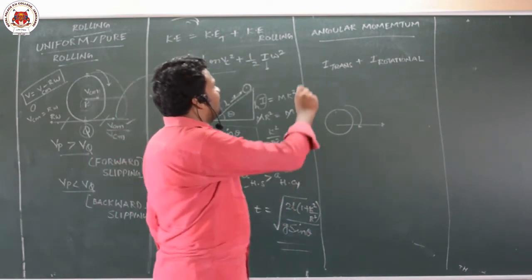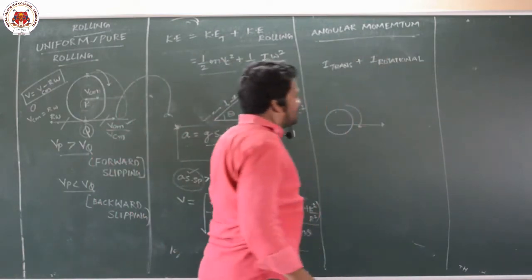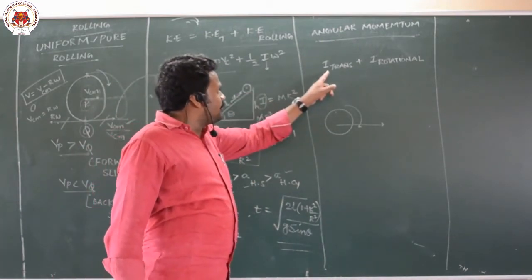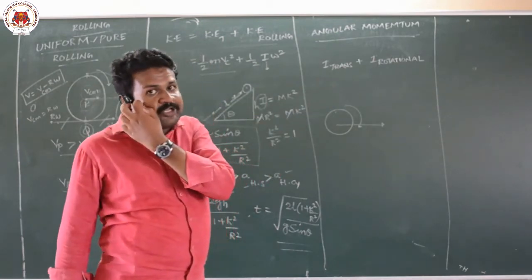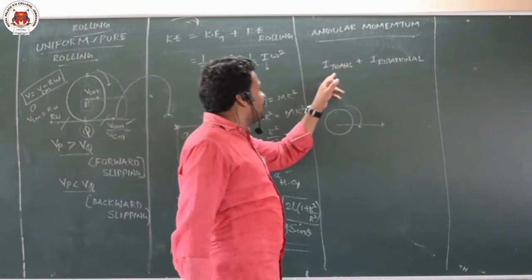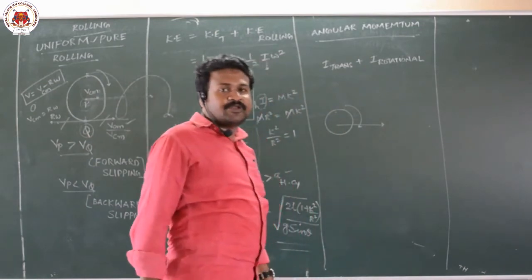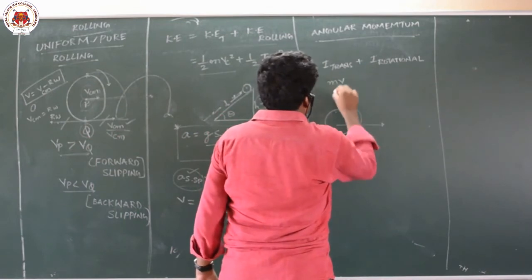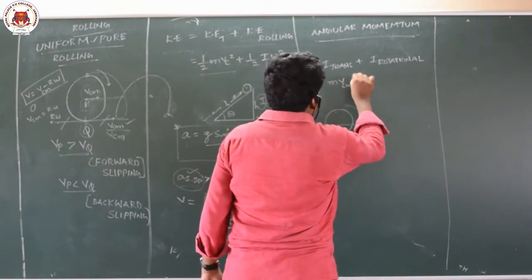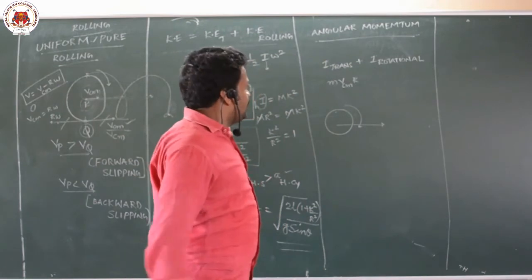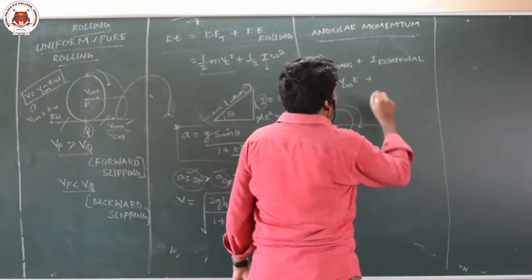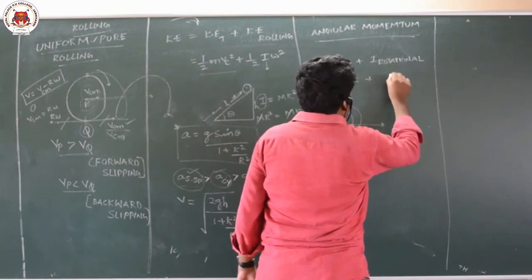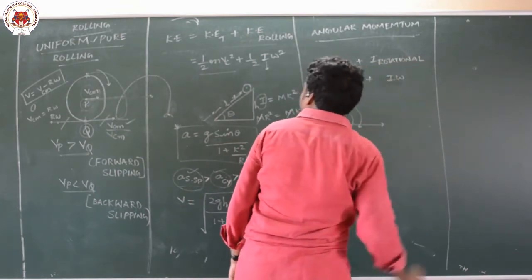And what is angular momentum of a rolling body? The angular momentum of a rolling body involves momentum due to translation and momentum due to rotation. So angular momentum due to translation is m v cm into r, the velocity of the center of mass into r. Then the rotational part is I omega. I omega is the rotational angular momentum.